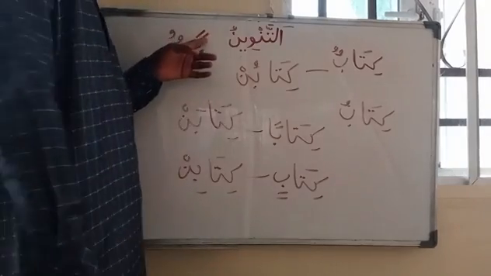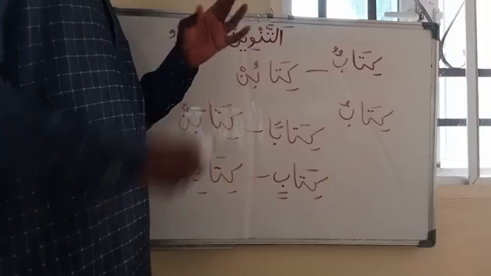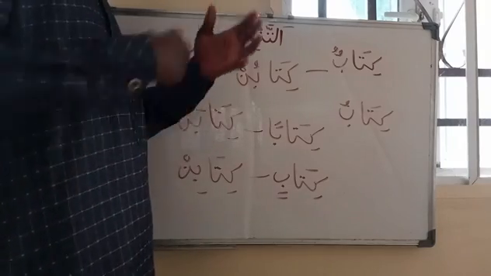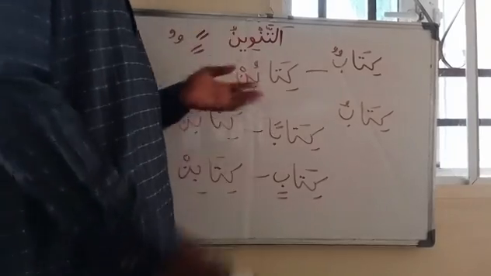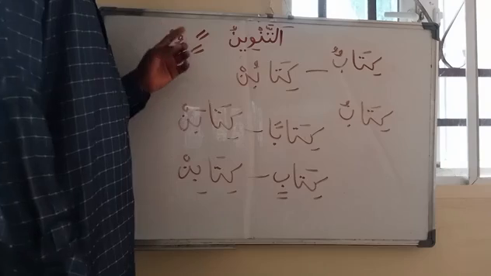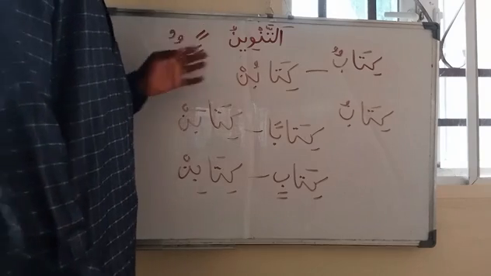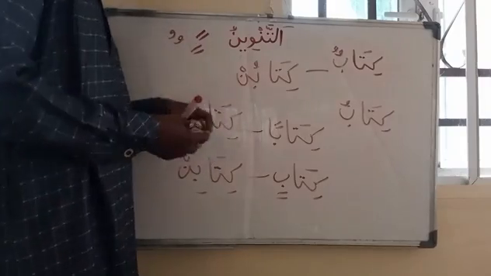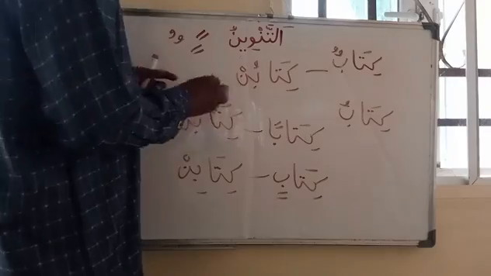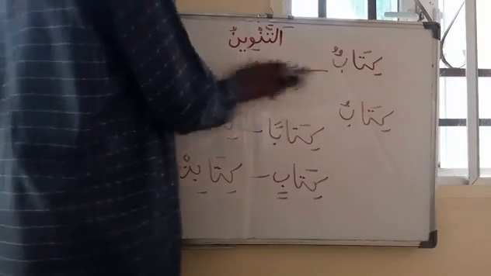So whenever you have fathatan, it adds noon sakina to the a sound, so it becomes an. Then kasratan, you add noon sakina to the e sound, making it in. Then dammatan, you add noon sakina to the o sound, making it un. So take note of this, and there are signs that a kalima, a word, is a name.